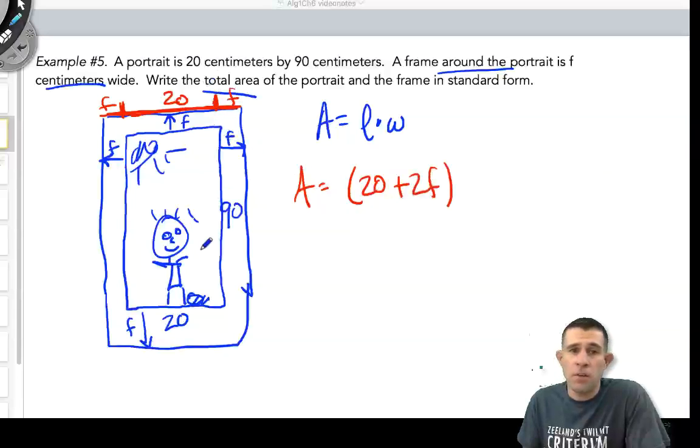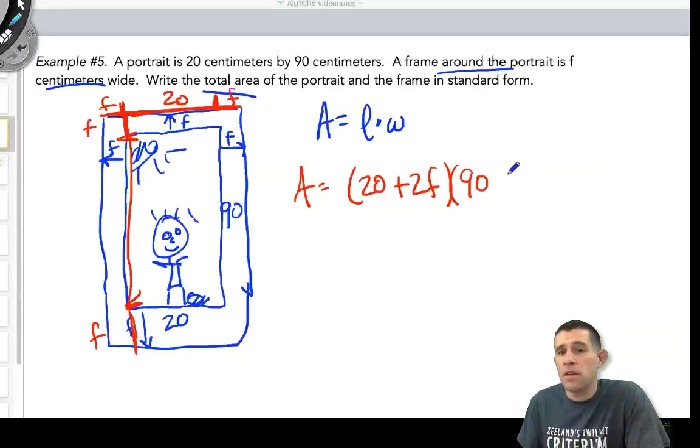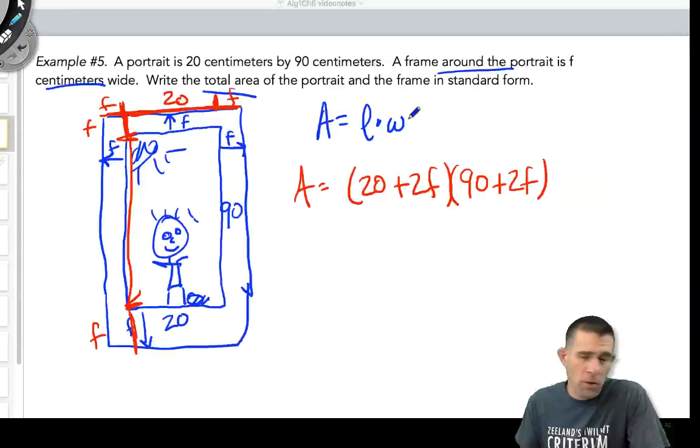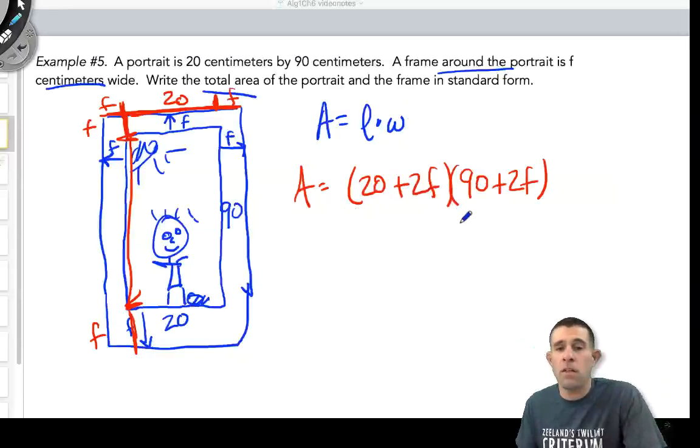All right, now let's talk about the height of this here. Well, the height, we know from here to here is 90, but I have to add on to that, again, an f here and an f here. So this expression for the height is really 90 plus 2f. So here's our length, here's our width, or our height and our base, or whatever you want to call them, our 2 dimensions. We're going to multiply them to find our area. So this is just multiplying 2 binomials. We'll use our distributive property.